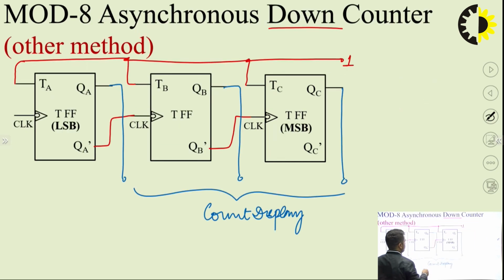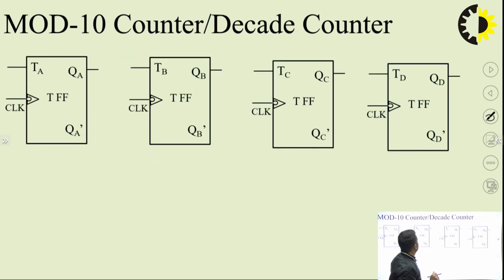So that means if I use a multiplexer in between these circuits, then I can design both the counters in a single circuit by using the select line of the counter. Okay. Now coming to the next concept, which is very much important, mode 10 counter or a decade counter.